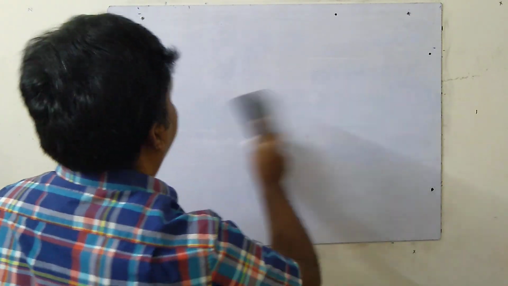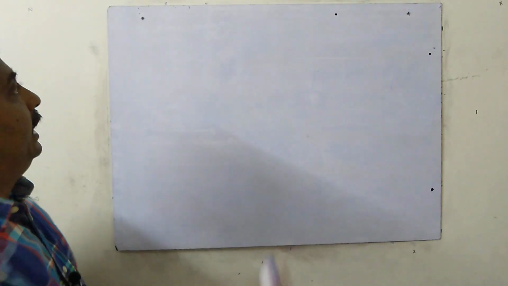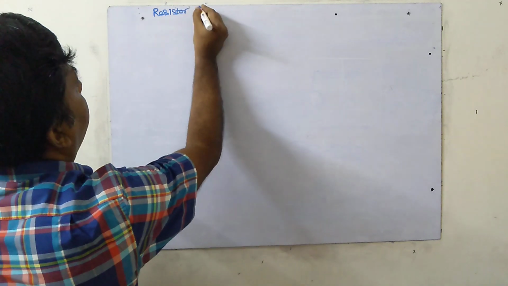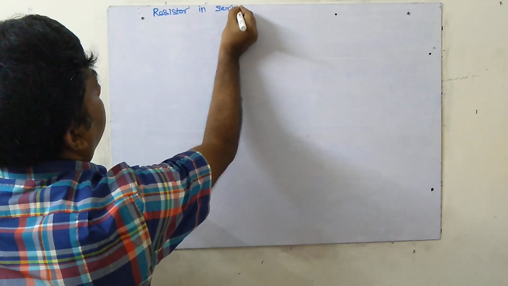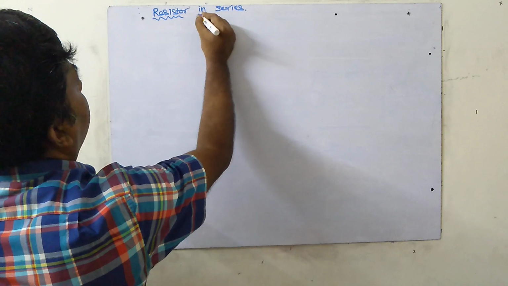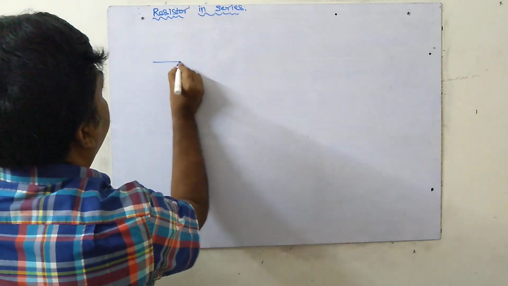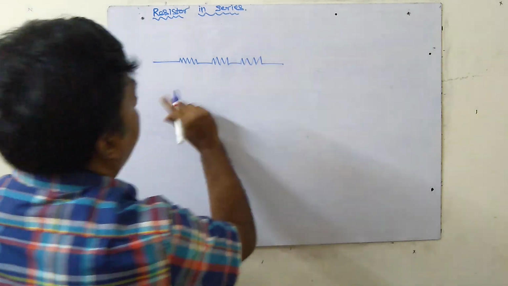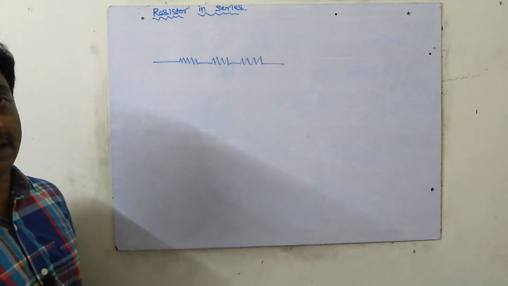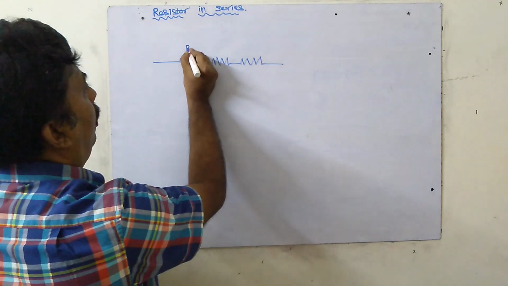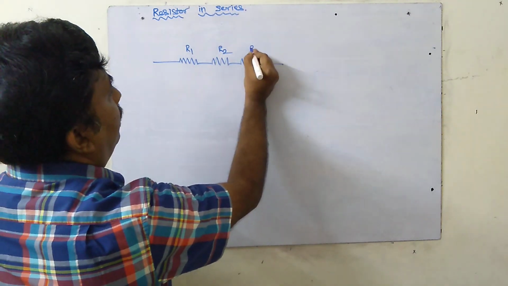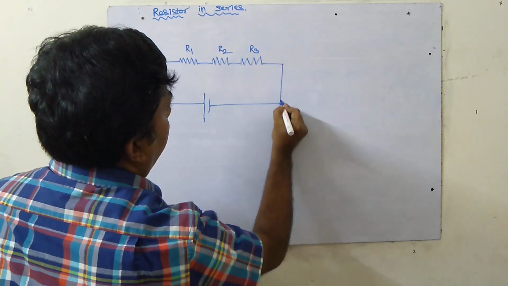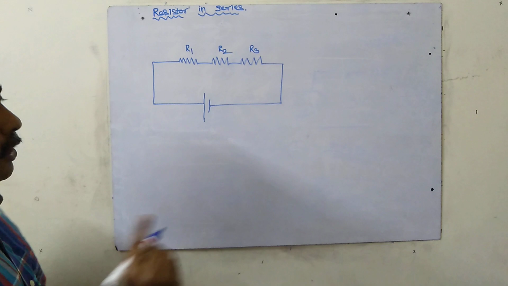resistors in series. Three things we are going to see: resistors in series. Resistors connected in series. If there are three resistors, how are these all connected? You know already that these are all connected in series. So this value is R1, this value is R2, this value is R3. So what is the total resistance? This is the voltage source.